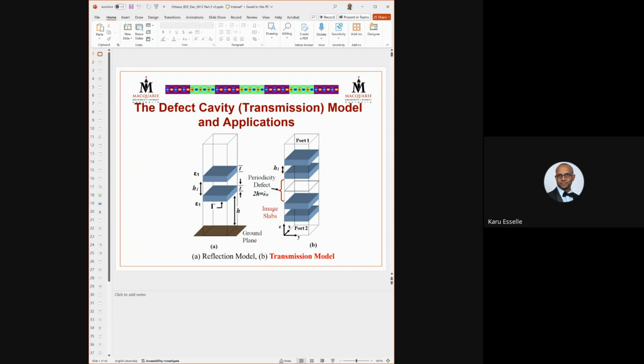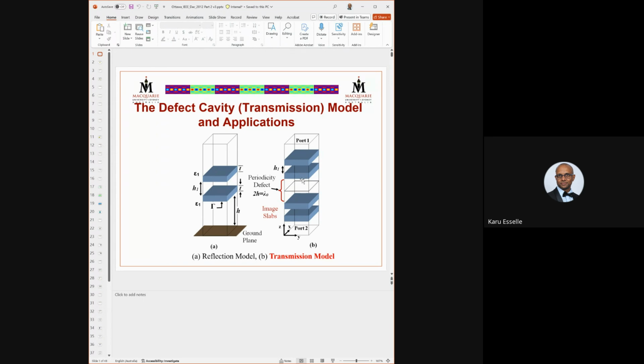Okay, so now we are going to study this model, the superstructure and its image and the double-sized cavity. How can you use this to design?